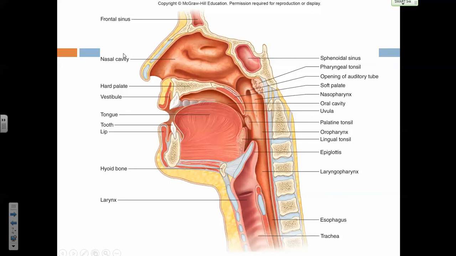It's always real surprising how big it is, isn't it? All right. The other tonsils, we've already talked about lingual and palatine tonsils, and then those are the pharyngeal tonsils up in the nasopharynx.